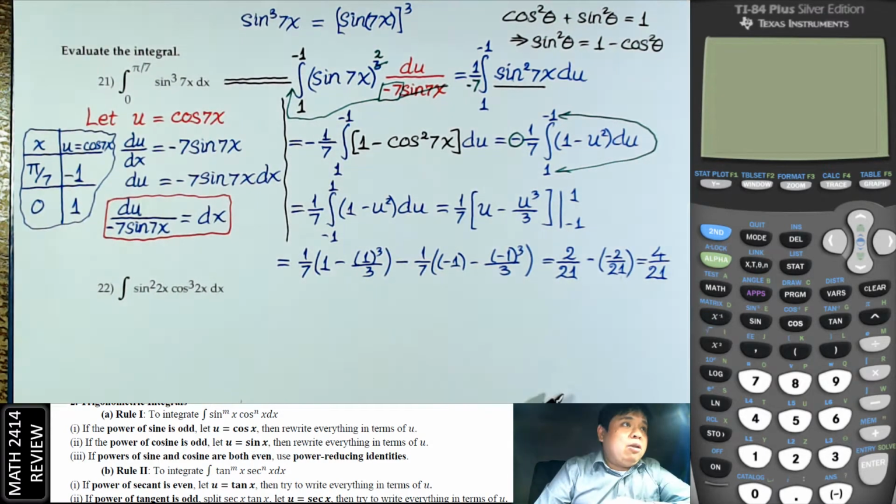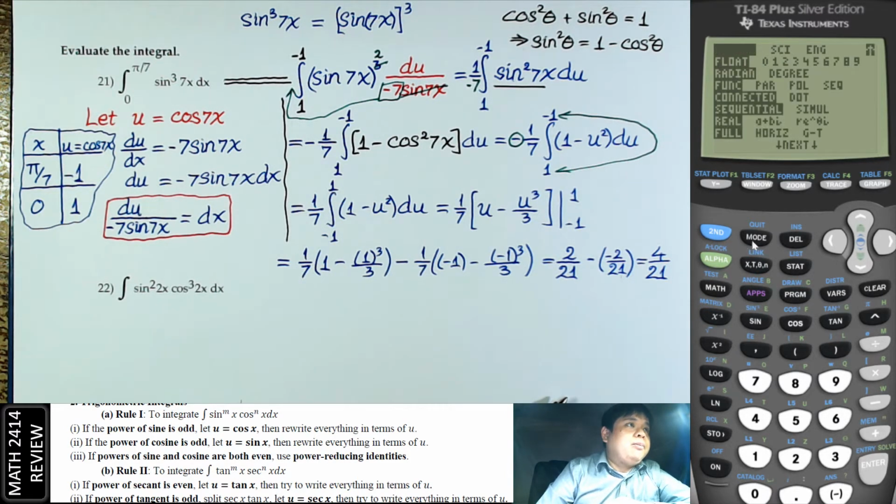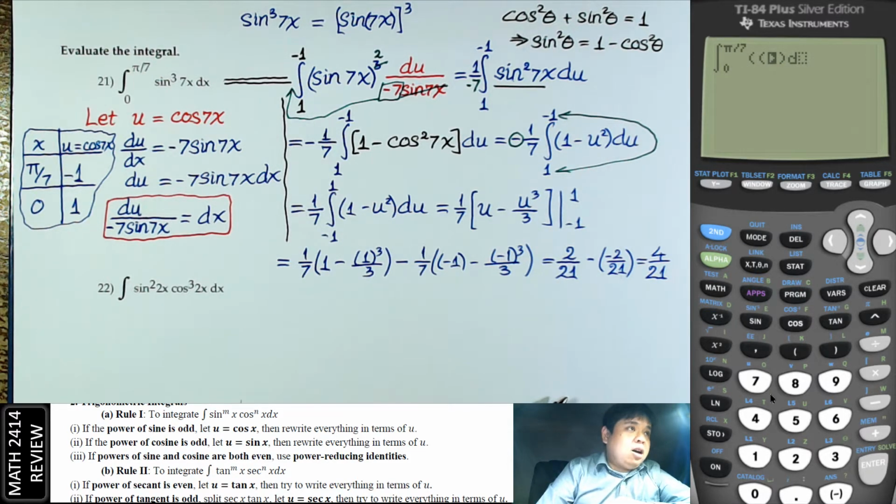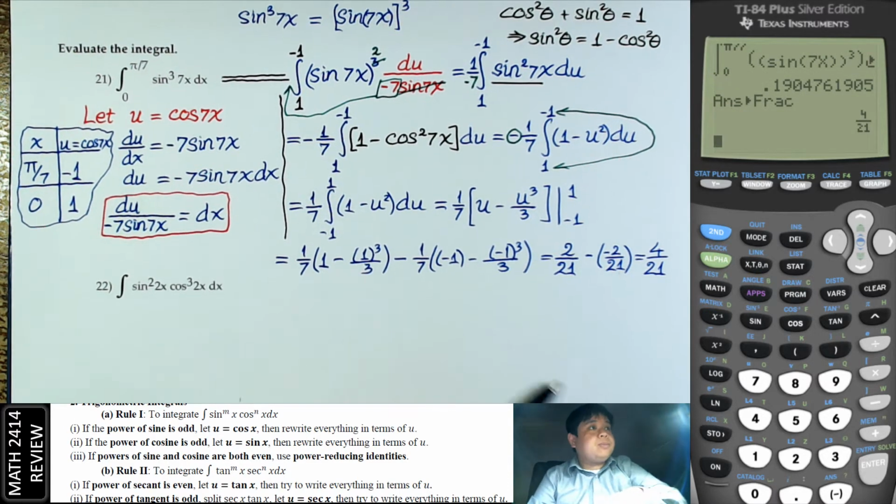Right. Now this is a definite integral, so we should check the answer. Make sure it's in the radian mode. Yep. Go from 0 to pi/7, and we have sine of 7x cubed. Right, can we change to fraction? Yep, so that's what we have.